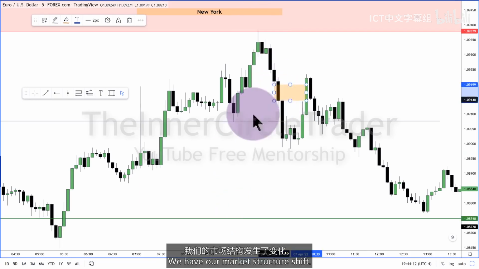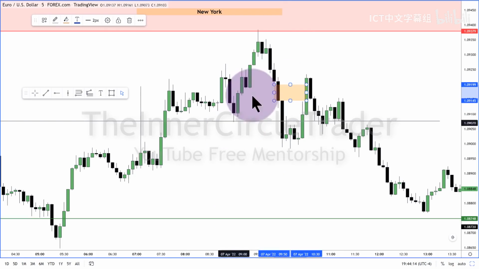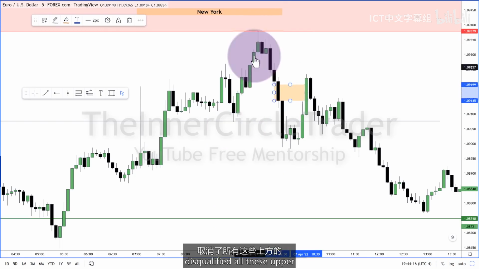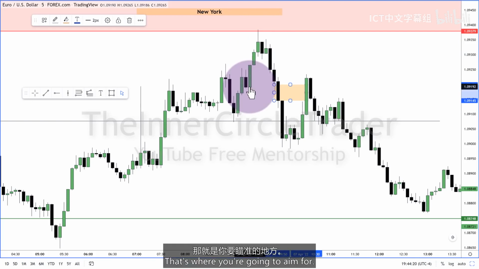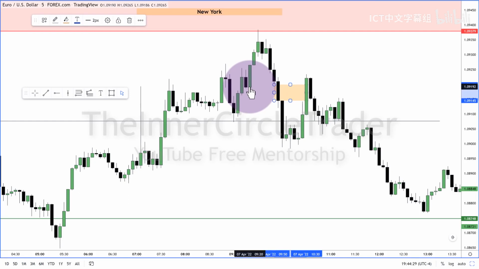So here's the framework, the setup. We have our market structure shift. We have disqualified all these upper candles here. The lower candle, that's where you're going to aim for. What's the order block that you trade for, Michael? What's the right order block? How do I pick the right order block? I just answered it.